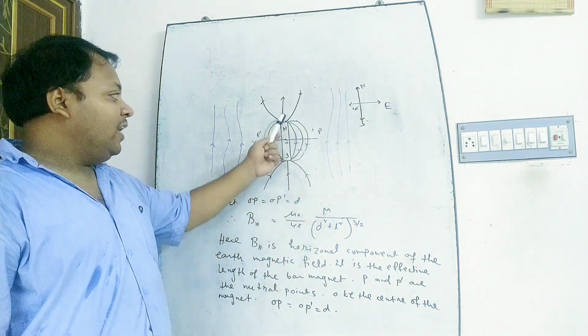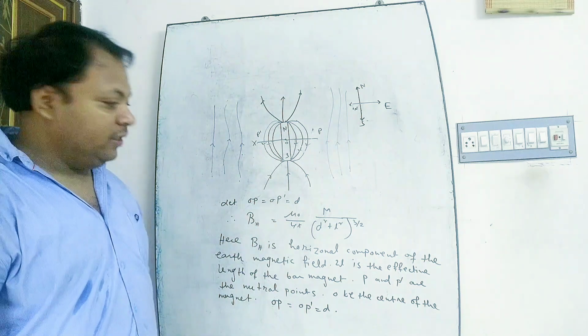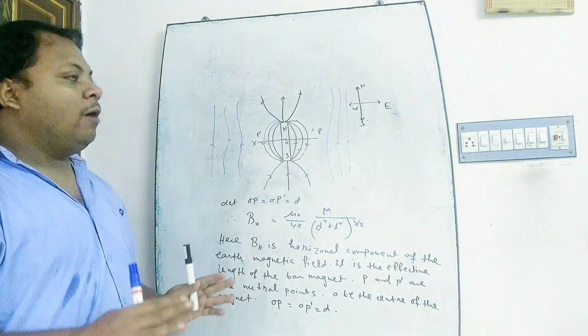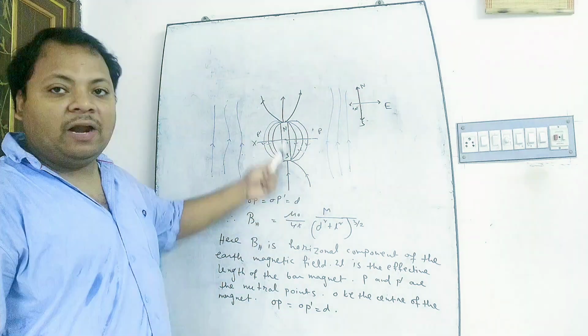Here 2L is the effective length of the bar magnet. Capital M is the magnetic dipole moment of the bar magnet.